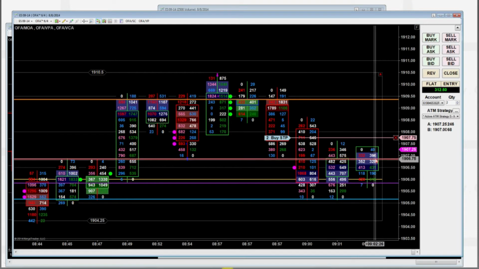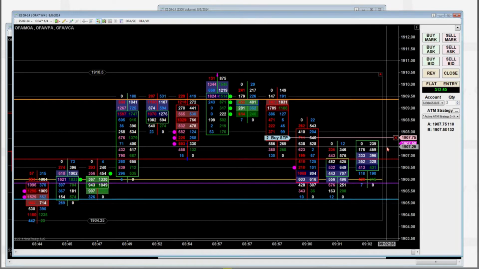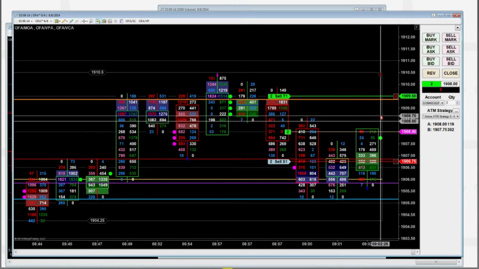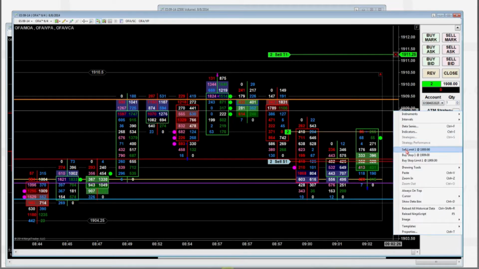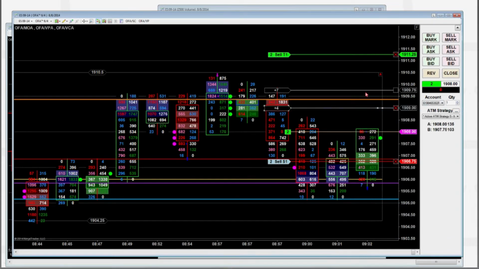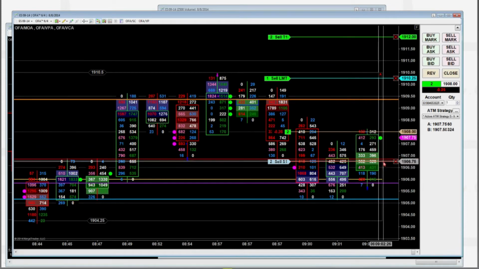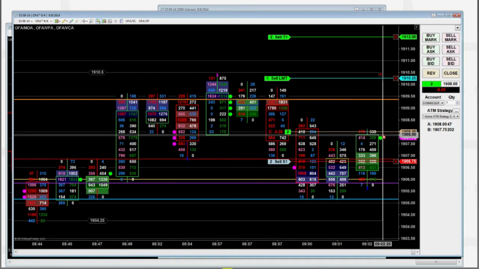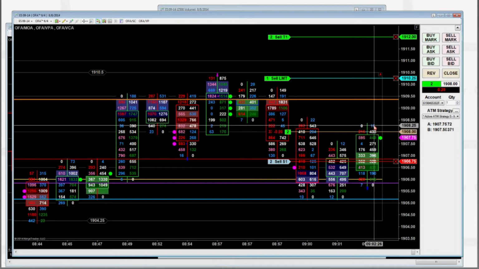So weakness, weakness, weakness. I want to see buyers start to pop. I don't want to see that weakness back at the bid here, or at the offer at 1908 quarter.